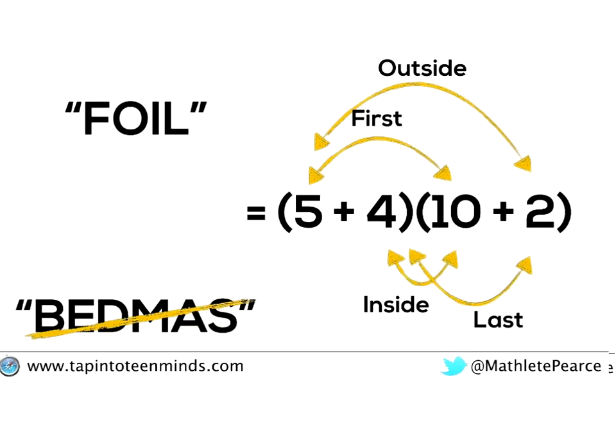Oftentimes, teachers will say that when you use BEDMAS, you must simplify in the brackets first, which isn't necessarily true. You can actually handle the brackets however you want, as long as I don't break any rules. And then FOIL tells us to do the exact opposite, which is break down the number and then multiply across. So we just have to be really cautious.